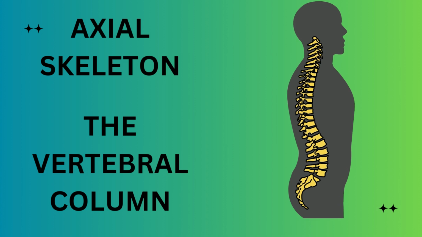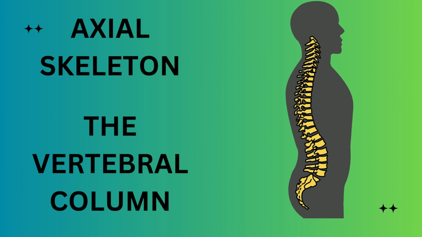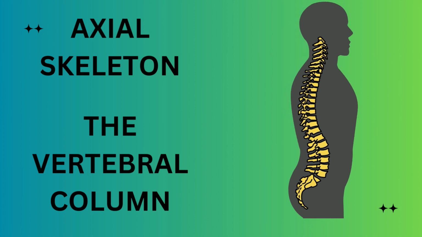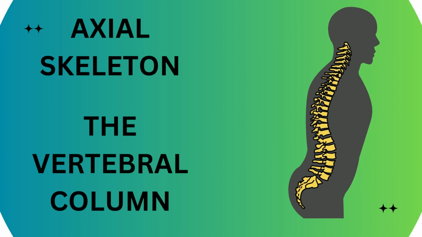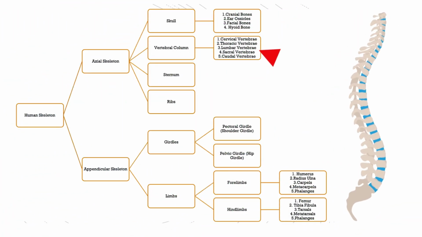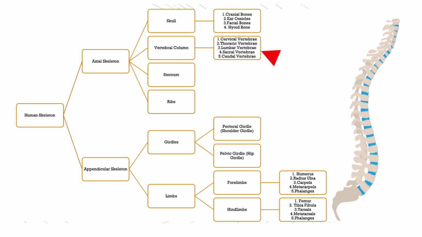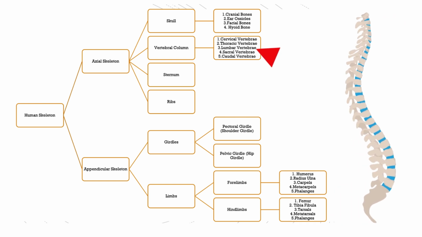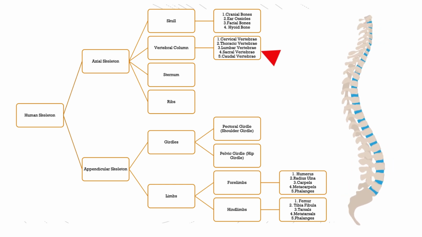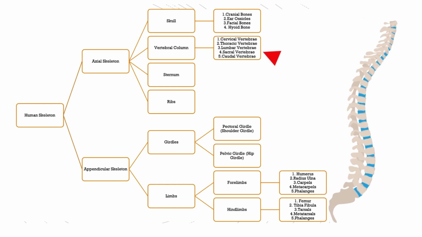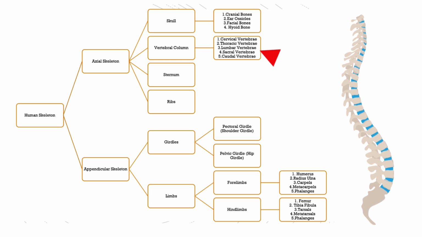This video is part 3 of our series on the human skeletal system, and in this video we are going to explore the vertebral column. We have seen in part 1 video that the vertebral column is a part of the axial skeleton and is formed of multiple vertebrae grouped into 5 categories. Let us now understand the vertebral column in details.